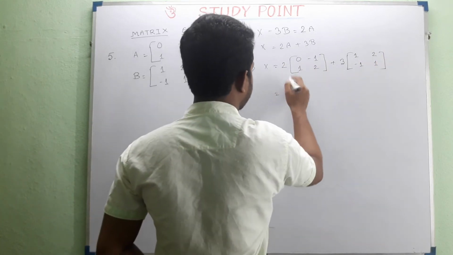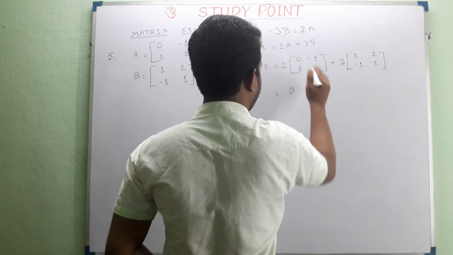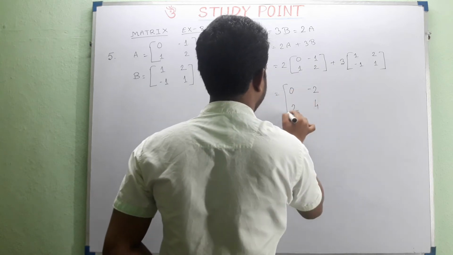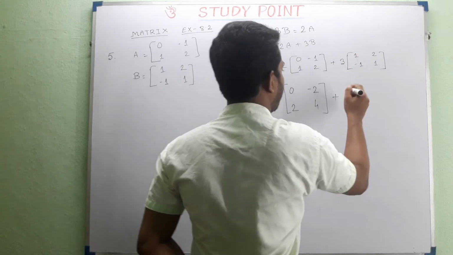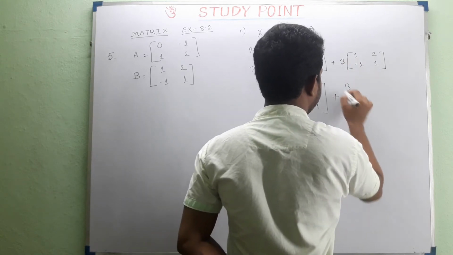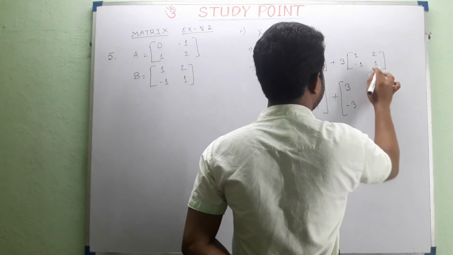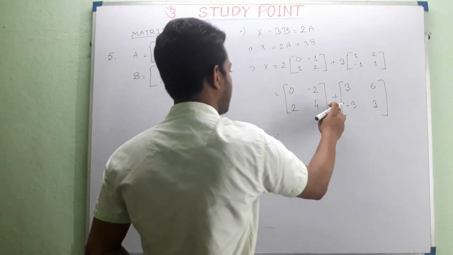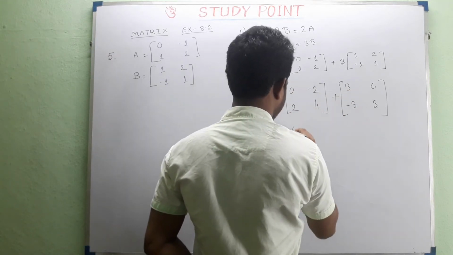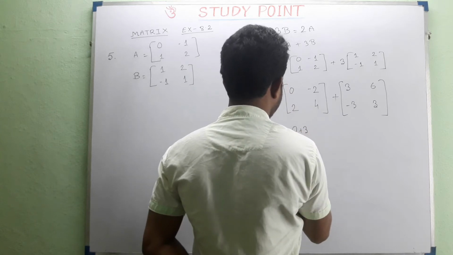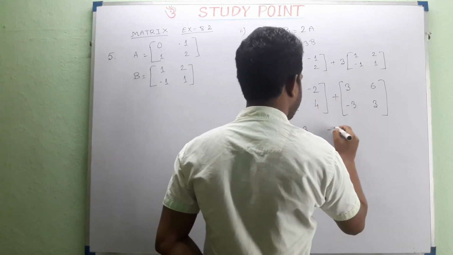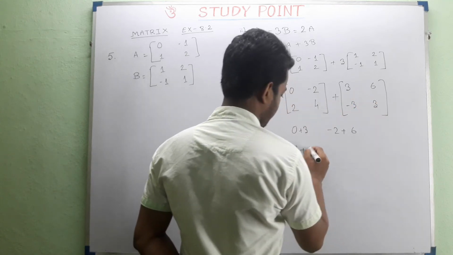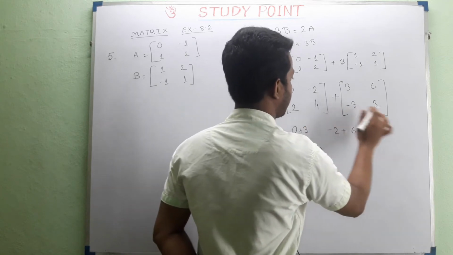Okay, now see, after multiplication it will be 2 into 0 it will be 0, 2 into minus 1 it will be minus 2, 2 into 1 it will be 2, 2 into 2 it will be 4. 3 into 1 it will be 3, 3 into minus 1 it will be minus 3, 3 into 2 it will be 6, 3 into 1 it will be 3. Now see, we have to add these two matrices because they have the addition sign. How to add? It will be 0 plus 3, and here it will be minus 2 plus 6. Here it will be 2 plus of minus 3, and it will be 4 plus 3.